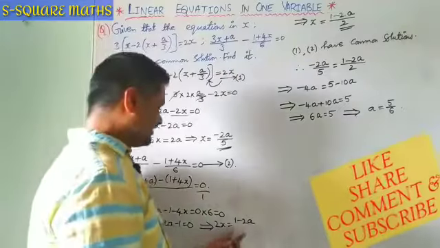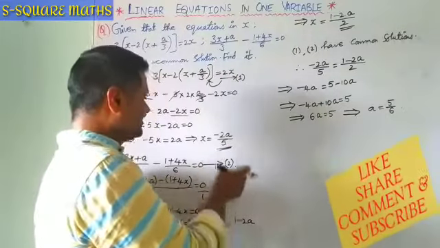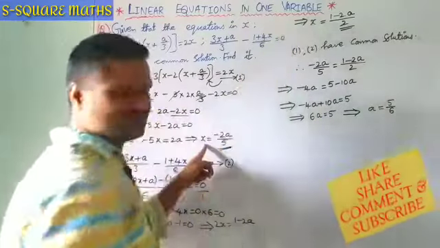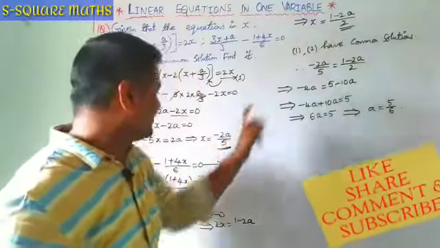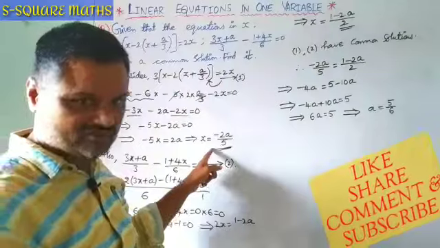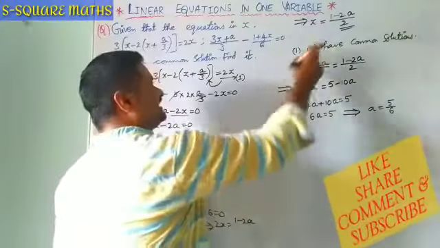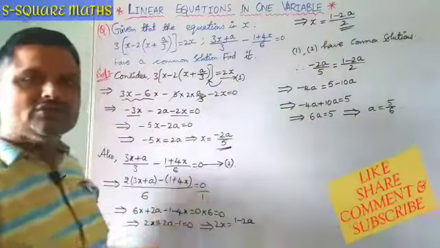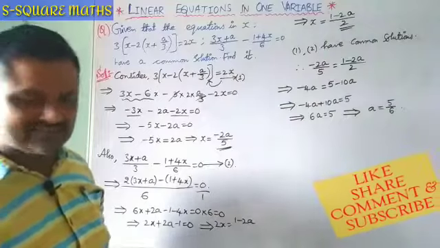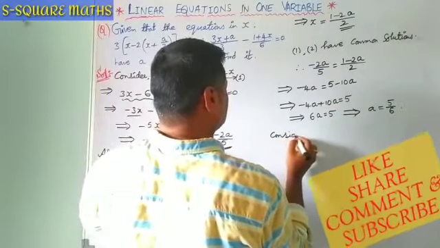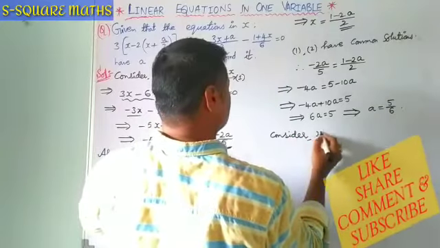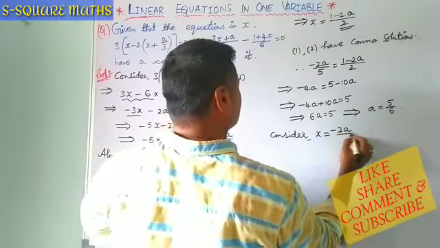Here, in both the x values, we have the variable a associated. Substituting the a value, we are going to get the x values. So you can use either this x value or this x value to get the value of the variable x. So now consider x is equal to minus 2a by 5.